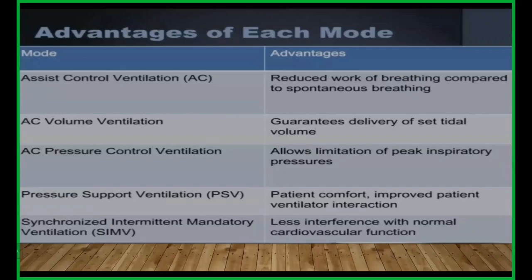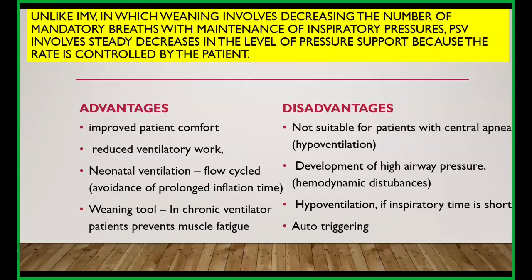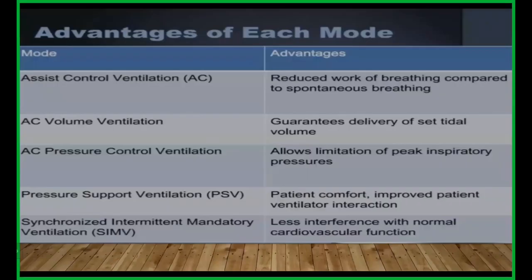So, we will see advantages of each mode individually. So, in assist control ventilation, compared to control ventilation and SIMV, you will have a better comfort level of synchronization. So, there will be reduced work of breathing. Whereas in pressure support ventilation, patient comfort will be very increased and the patient ventilator interaction is also increased. The synchrony is increased. In SIMV, cardiovascular functions are maintained. So in assist control ventilation, volume and pressure, tidal volume is set and peak inspiratory pressures are limited.